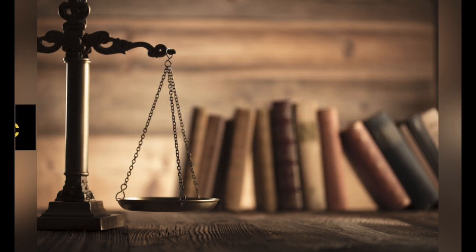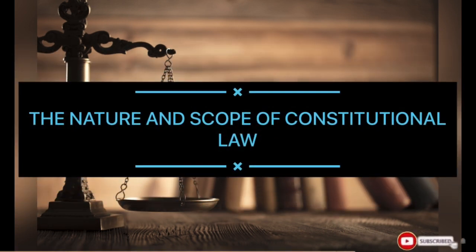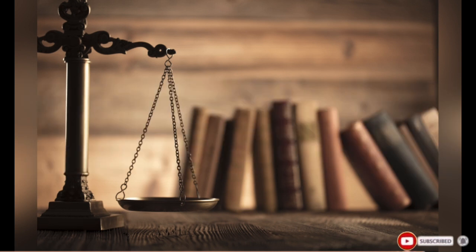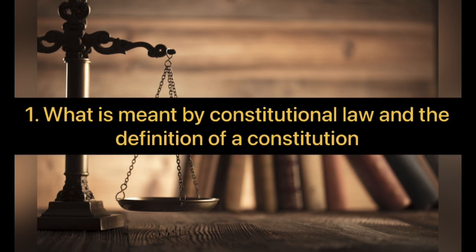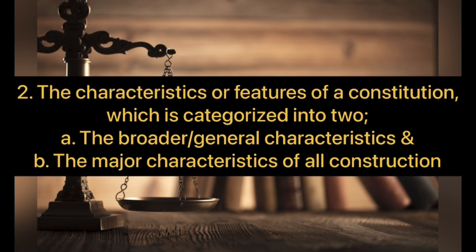Commencement. Under the topic, the nature and scope of constitutional law, we have to appreciate that there are 5 areas to take out of this topic, namely 1. What is meant by constitutional law and the definition of a constitution. 2. The characteristics or features of a constitution, which is categorized into 2: the broader or general characteristics and the major characteristics of all constitutions.